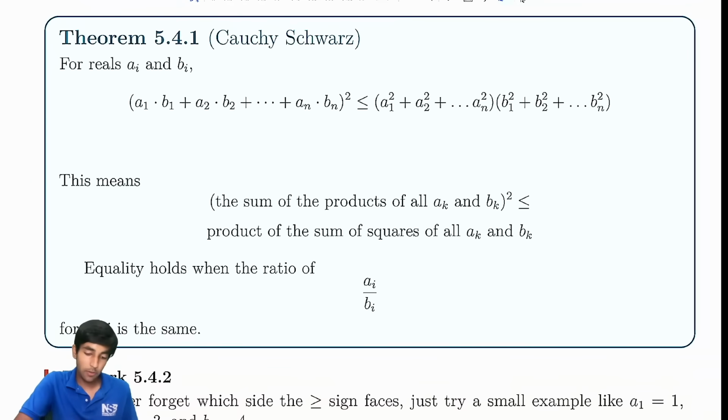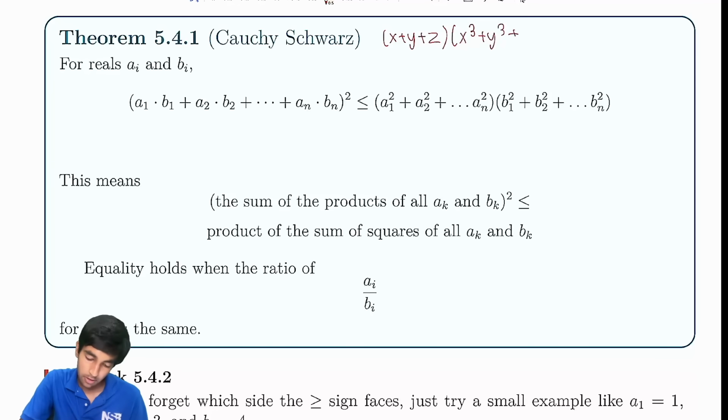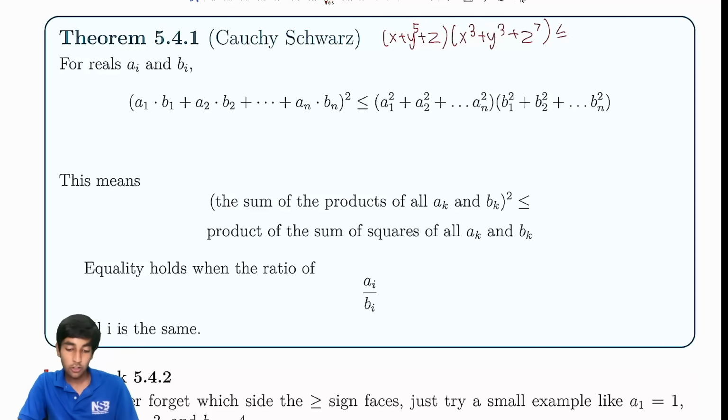Now on to Cauchy-Schwarz. The Cauchy-Schwarz inequality states that we have x plus y plus z times x cubed plus y cubed plus z cubed. This is just an example, not general. What it's saying is take this term and this term. Well, let's take a slightly more interesting example. Let's say you have this, and now we have z to the 7 here. What Cauchy-Schwarz is saying is we can take this term and this term, and take their geometric mean, or the square root of their product.